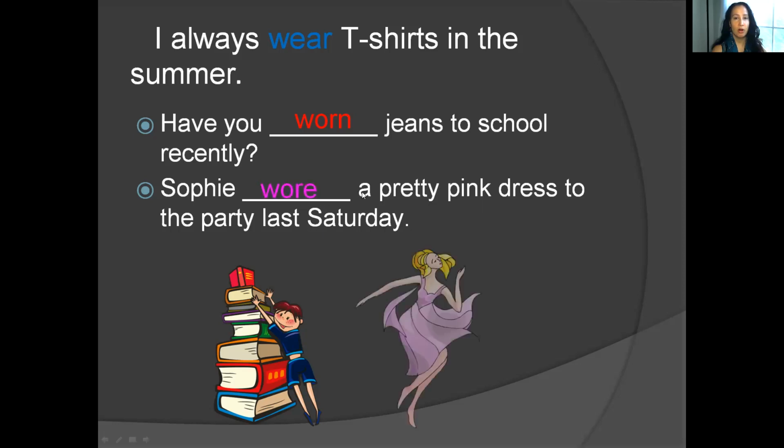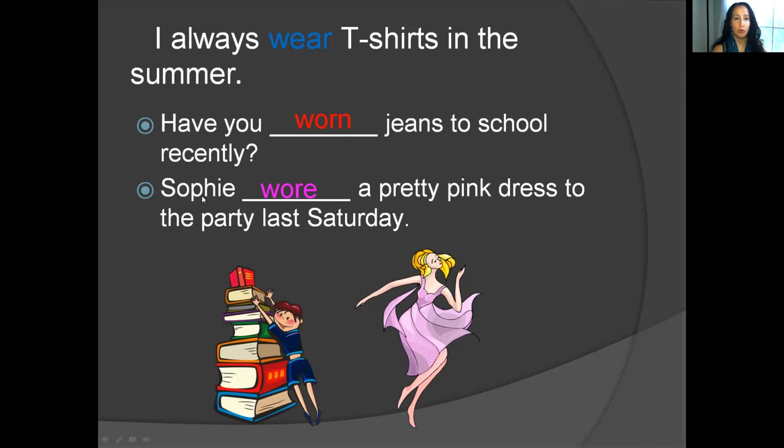Sophie wore a pretty pink dress to the party last Saturday. Here's another tough one. Now you're probably wondering, why is this worn and why is this wore? Well, think about it. Have you worn? Okay? Because we have worn. Okay? So that would be the past tense. But because we have, we can only say have worn. We wouldn't say have wore.